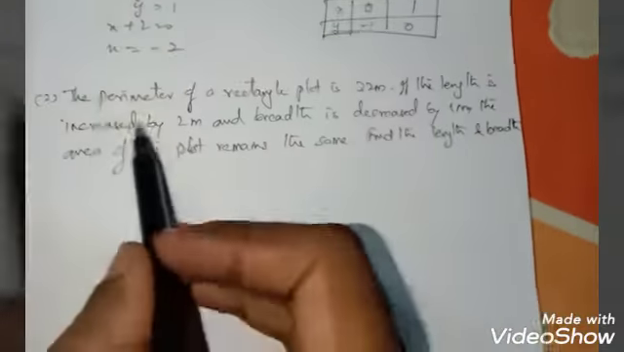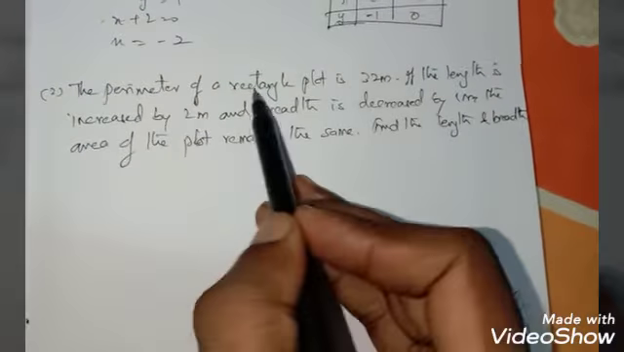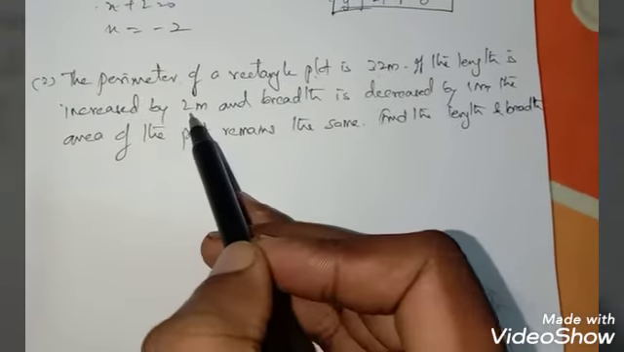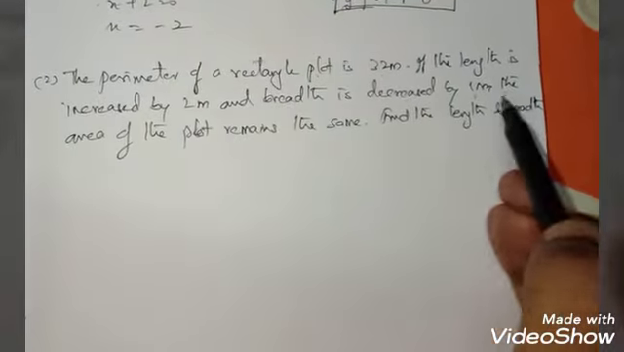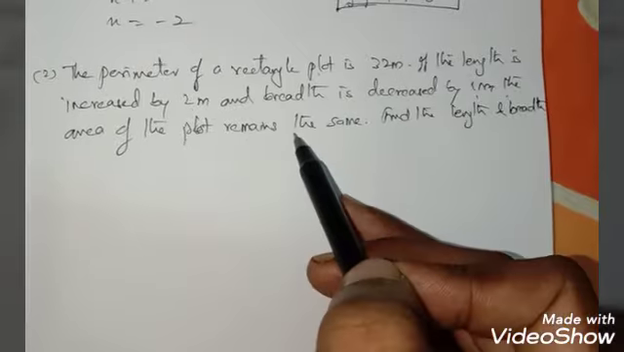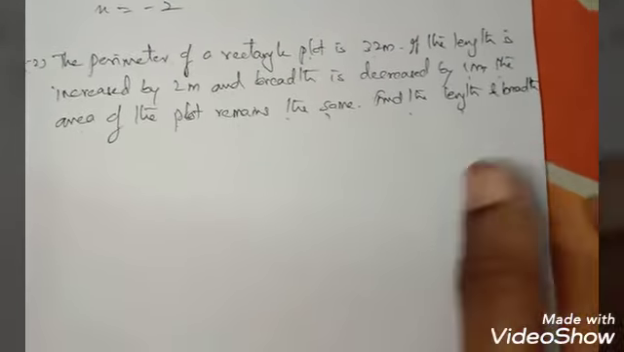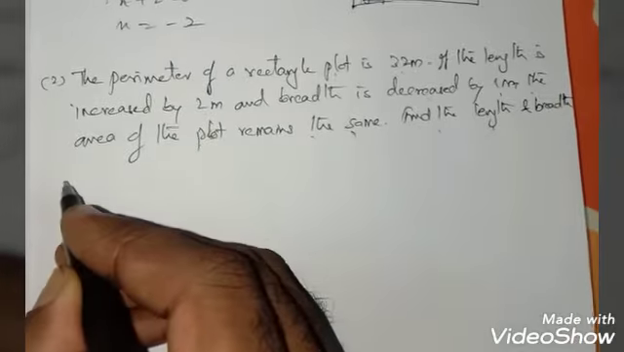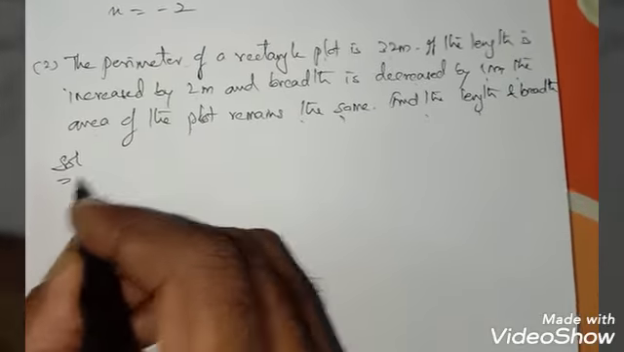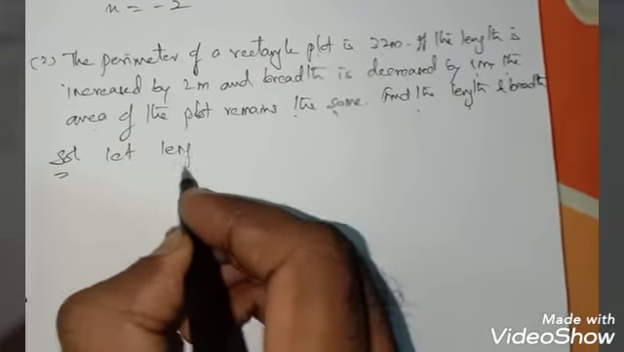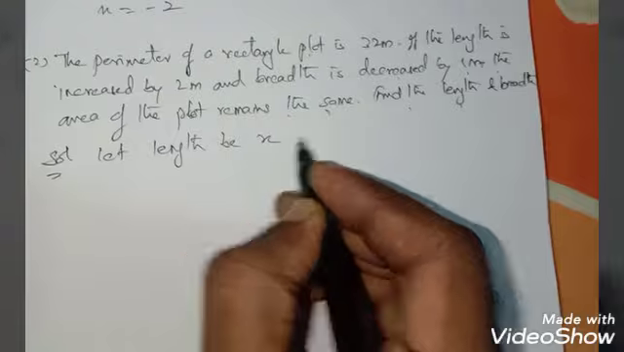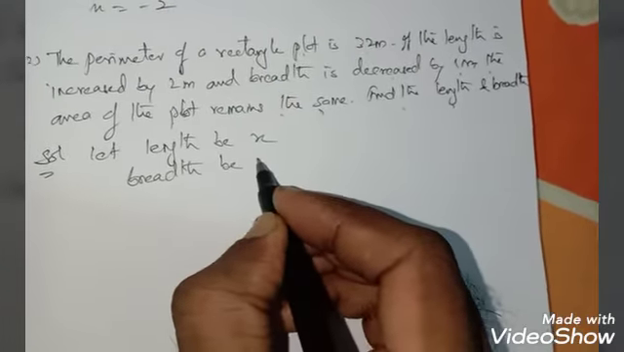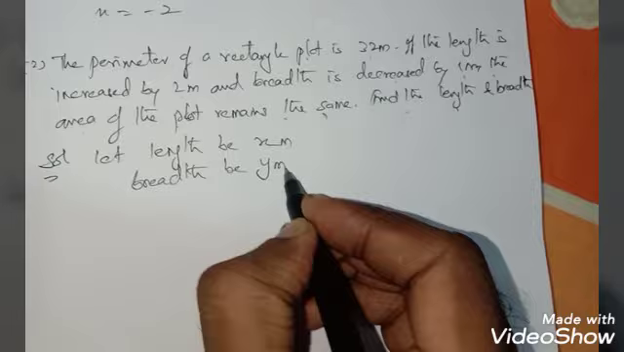Okay, now coming to the second question. The perimeter of a rectangular plot is 32 meters. If the length is increased by 2 meters and the breadth is decreased by 1 meter, then the area of the plot remains the same. Now find the length and breadth. Here they have not given what is length and what is breadth, so we can assume, let the length be x and the breadth be y meters, right?